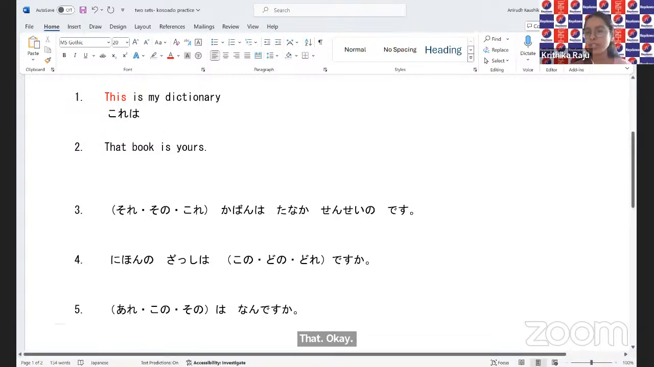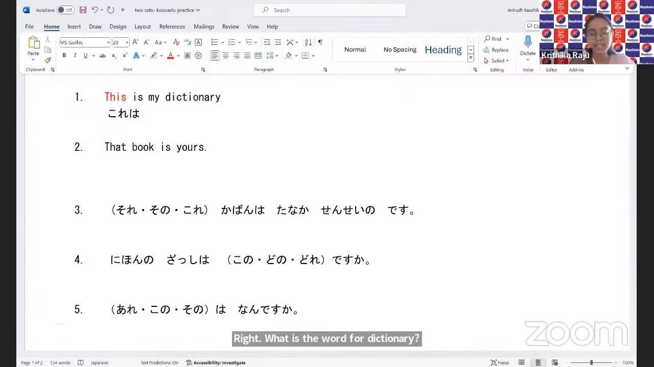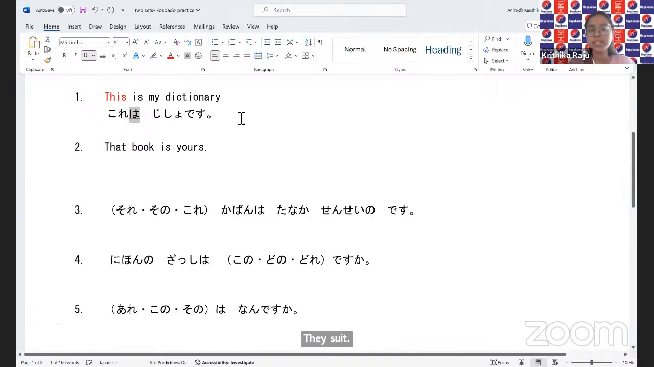What is the word for dictionary? Jisho. And how do you end the sentence? Desu. Kore wa jisho desu. Kore wa jisho desu.